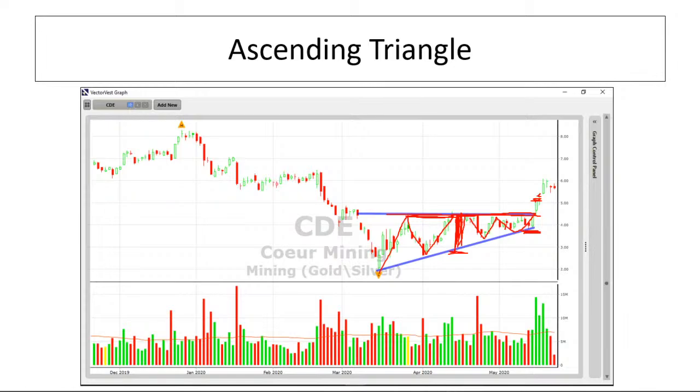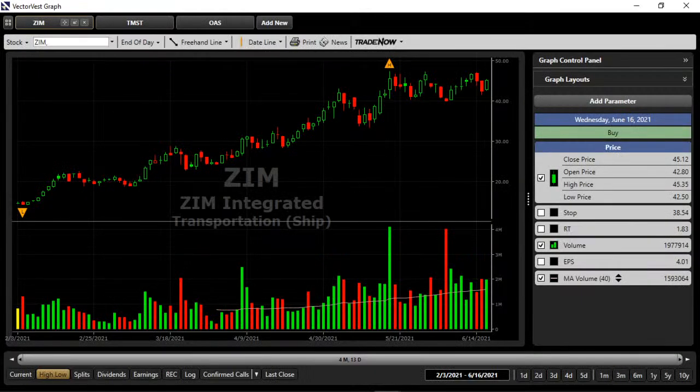Okay, all right. I'm going to hop into the program here. Let me show you guys a couple of trades that I've had on my radar recently, and those of you guys that are in our swing trading coaching group know. I'm looking for a breakout here with ZIM.